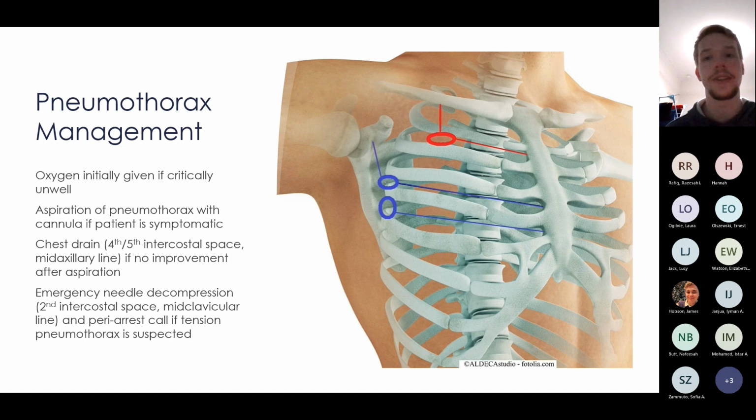And normally, if it's a tension pneumothorax, it's recommended that you do an emergency needle decompression, which is in the second intercostal space in the midclavicular line, and put out a peri-arrest call for that. That's normally only if it's a tension pneumothorax. So the patient would be unstable, they'd be deteriorating, so time would be a matter of urgency to get that decompression done.